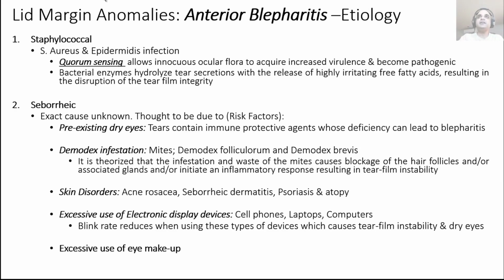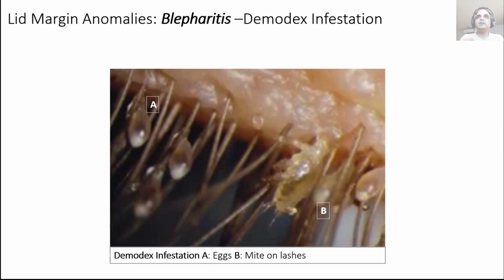So all of these things that we have talked about, either in the Staphylococcal or the seborrheic variety, in one way or another, are causing tear film instability and dry eyes. And even seborrheic dermatitis is something that might be caused by a pre-existing dry eye, and it would thus worsen that dry eye. So this is Demodex infestation.